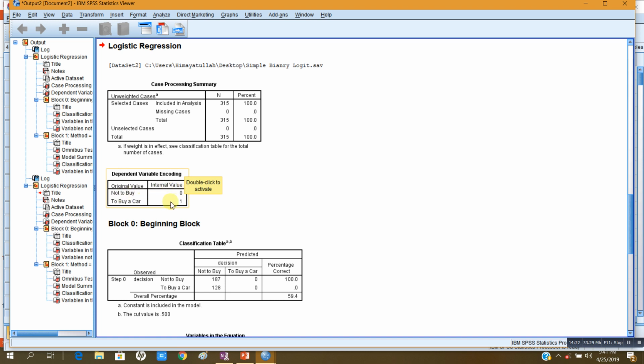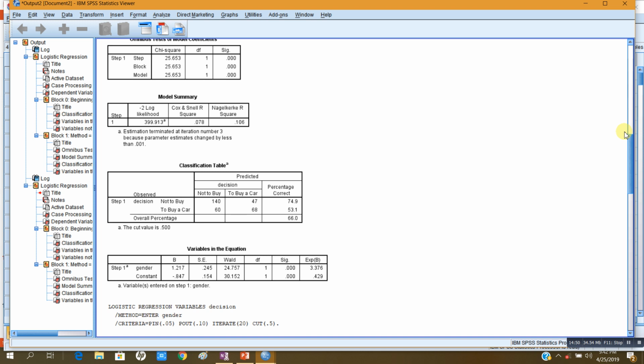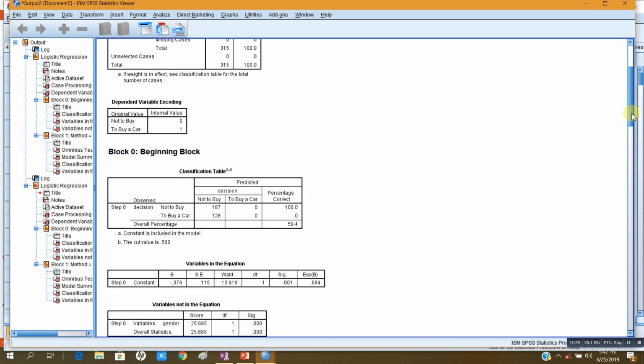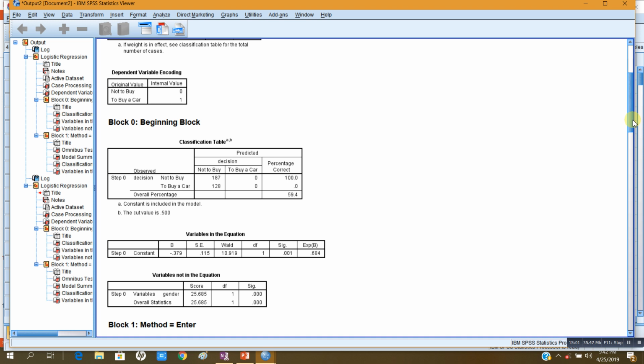And then there is a block 0, beginning block, and SPSS basically starts with this block 0, beginning block. Let me explain that. So this is how we regress a binary logistic model. If I scroll it down, here is the beginning. So case processing summary. Then there is the dependent variable coding. This is block 0 beginning block. Then there is a variable in the equation which is only the constant.